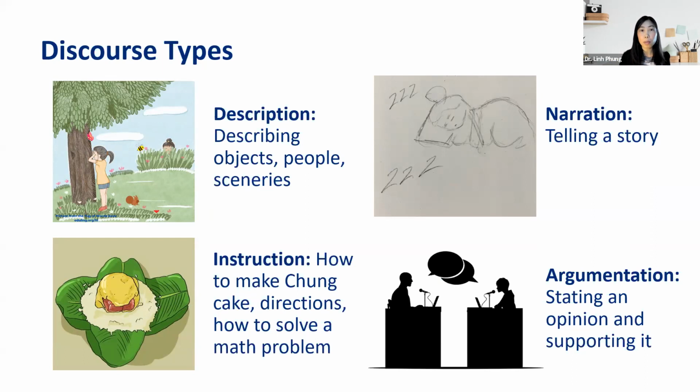So here I have description tasks. You may ask students to describe pictures, so they may have to describe objects, people, sceneries. You may have instruction tasks. For example, students may need to describe how to make bánh chưng, like in this picture, a glutinous rice cake from Vietnam, popular for the Lunar New Year. Students may describe directions based on a map, or they may have to talk about how to solve a math problem.